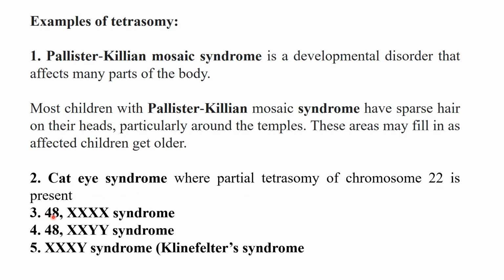Third example, 48 chromosomes, the tetra X chromosome syndrome, having four X chromosomes. 48, XXYY syndrome, having 48 chromosomes, and Klinefelter syndrome having triple X and Y. These are the examples of the tetrasomic condition.